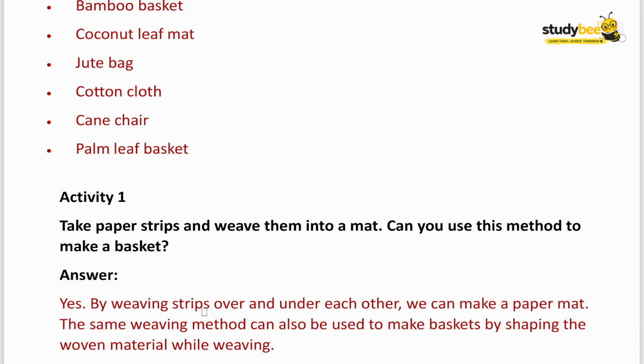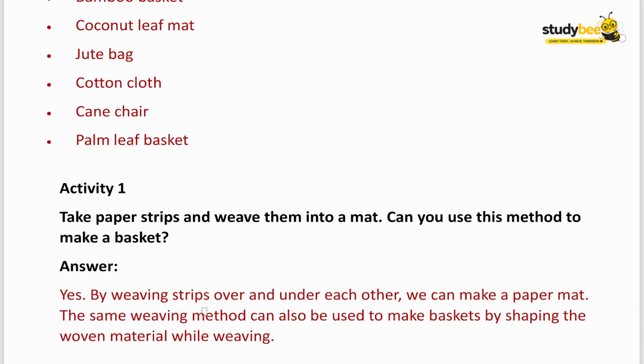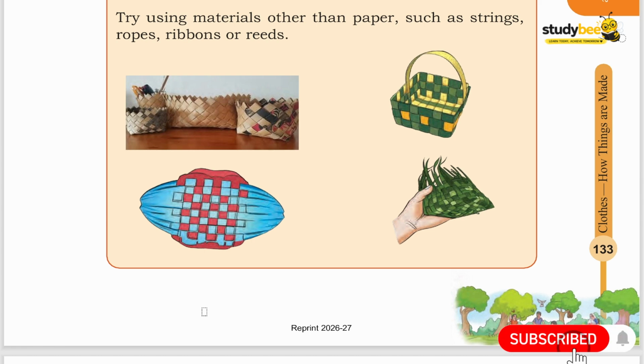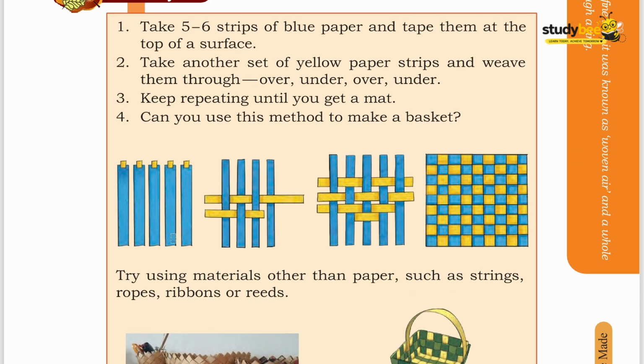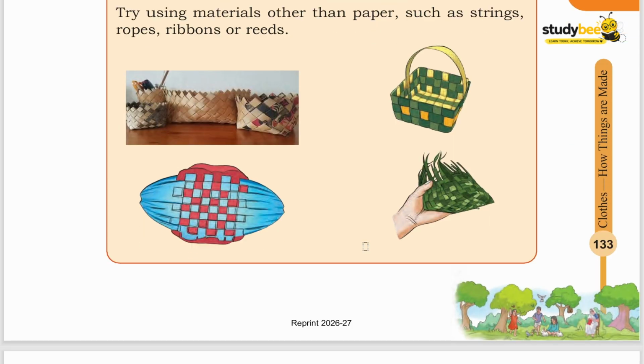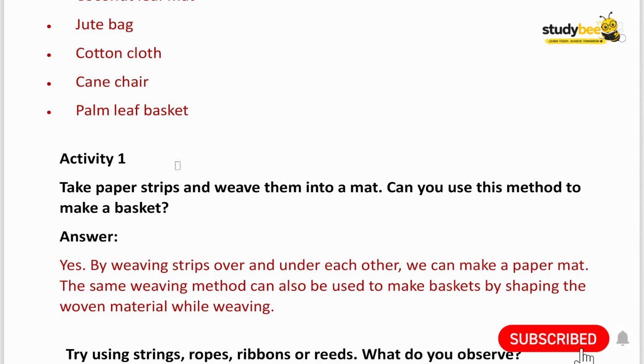Activity 1. In activity 1, what did we do? We tried to weave using paper strips. We applied the weaving technique, right? Based on this, we have this question: take paper strips and weave into a mat. Can you use this method to make a basket? We made a mat using paper strips. So can you use this method to make a basket?